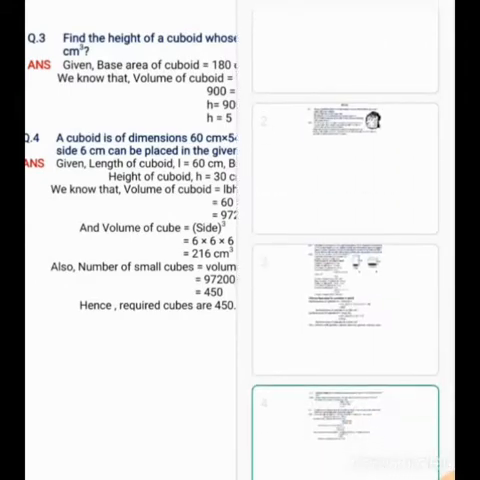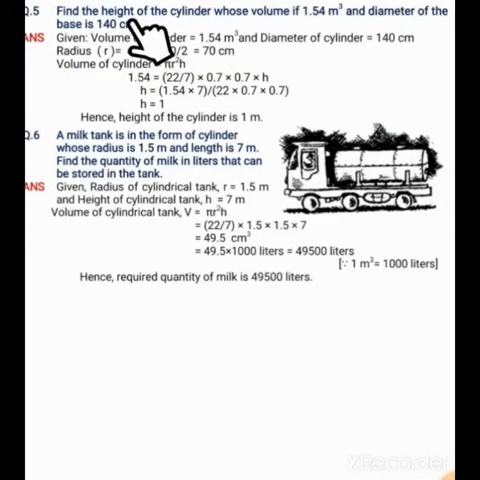Next, question number 5. Find the height of the cylinder whose volume is 1.54 meter cube and the diameter of the base is 140 centimeter. Now students, here diameter and volume are given. So from the diameter we find the radius, d divided by 2, that is 70 centimeter. Put in the formula, volume of cylinder is pi r square h. So 1.54 equals 22 by 7 multiply 0.7 multiply 0.7 multiply h. H means height, so the height of the cylinder is 1 meter.